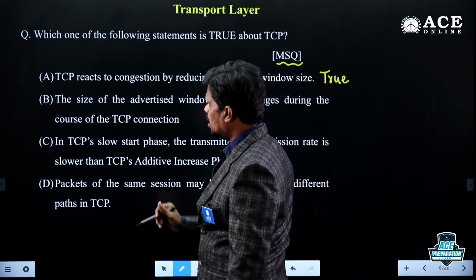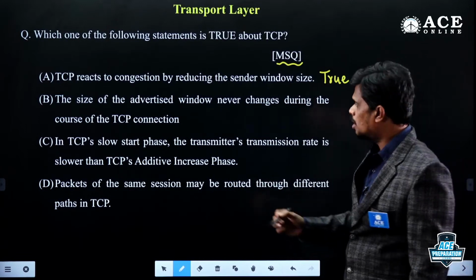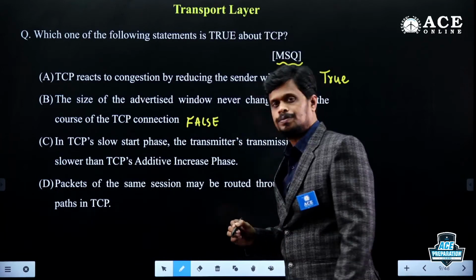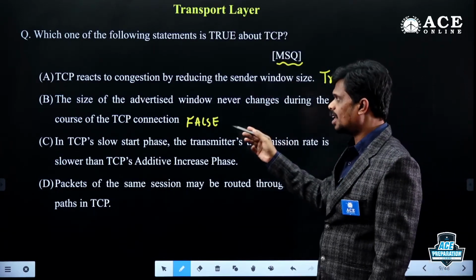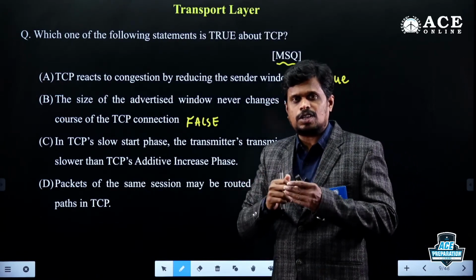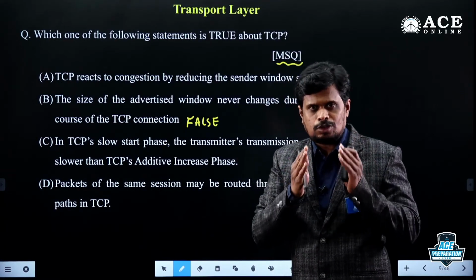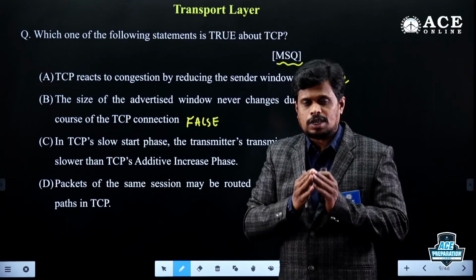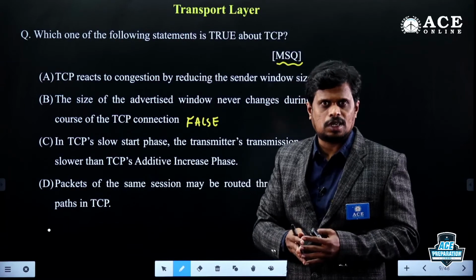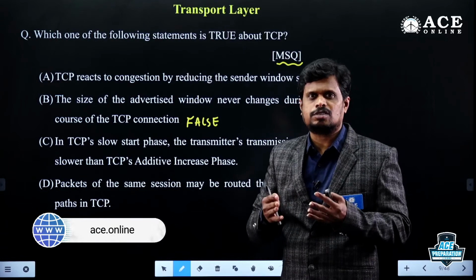Next, option B, the size of the advertised window never changes during the course of the TCP connection. Is it true? No, it is false. How is it false? Because the receiver has its own buffer, and the receiver advertises some amount of that buffer. That advertised window can be changed with respect to certain conditions like network traffic, the receiver's capacity, etc.